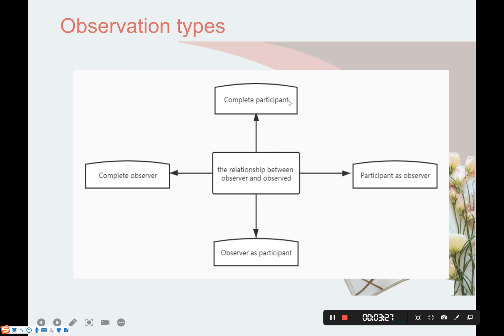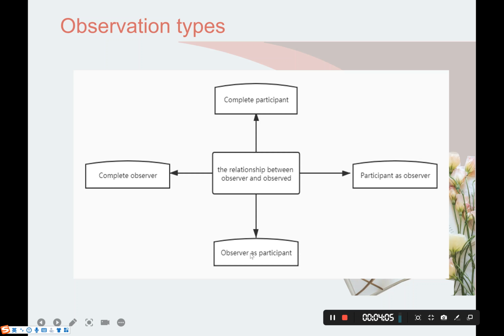About complete participant. In this type of observation, the researcher is a member of the group being studied and conceals his or her observer role from the group so as not to disrupt the natural activity of the group. Then about this type of observation, participant as observer, the researcher's observer activities, which are known to the group, are subordinate to the researcher's role as a participant.